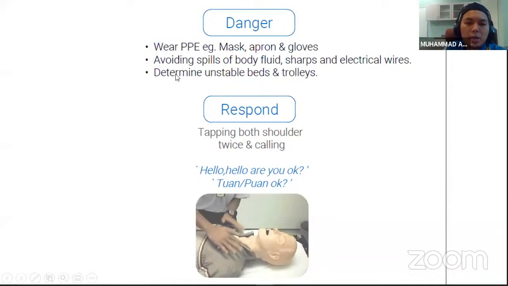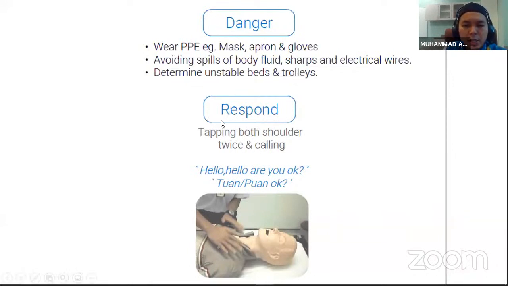Avoid spilling any body fluid, sharps, electrical wires. Make sure the bed is stable. If the patient collapses on the chair, you lift up the patient and put them on a stable bed or on a flat surface on the floor. But in our hospital, it is best to be on the bed, because we have a lot of beds, right?